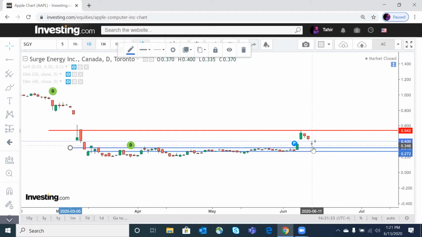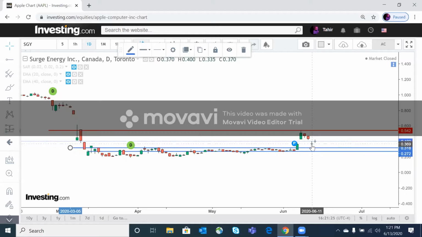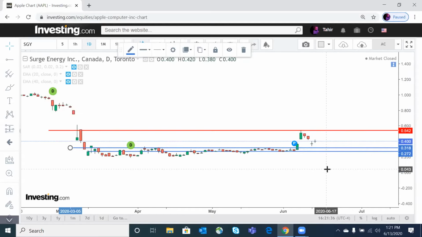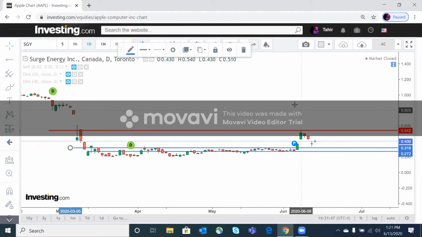So it came and made a lower low which is close to its support level, and started going up. The upside of this stock is 0.54, and the downside is 0.32. So upside is more and downside is less. So the risk to reward ratio is positive. You can enter in this stock.